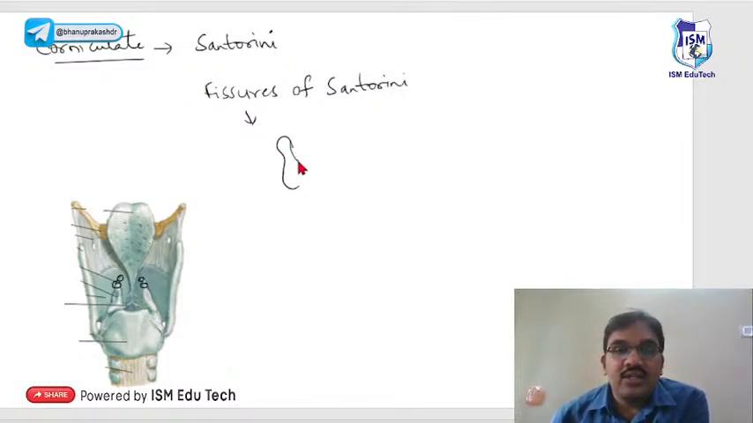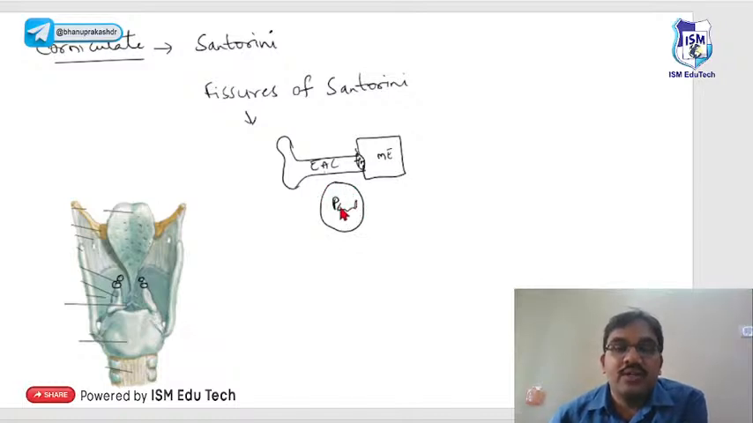In the external auditory canal. Okay, so as we discussed in the last class, if anyone remembers, this is your external auditory canal, this is your tympanic membrane, this is your middle ear. Inferiorly lies your parotid gland, right? There will be some openings over here in the inferior wall of the external acoustic canal. These openings are called the fissures of Santorini.